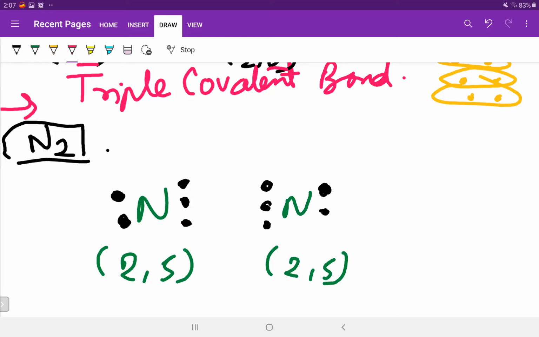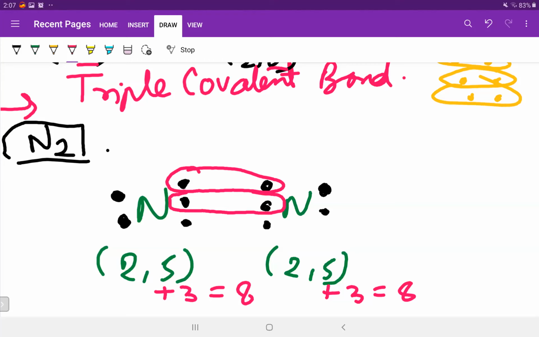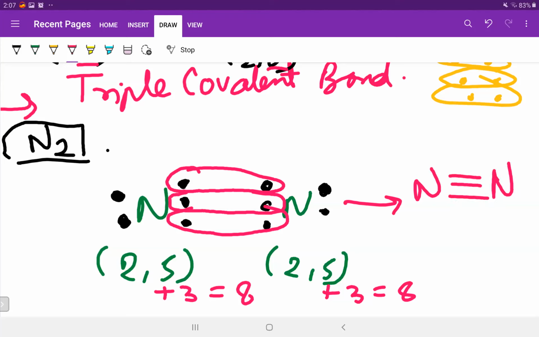In order to get stable, it wants 3 and 3 to get 8, isn't it? First of all, it wants 3, 1 2, and then 3. It has taken 3. Now it has become N triple bond N. So 3 strands, 3 sticks will be there, or N2 molecule. I hope that everybody is clear with it. Yes or no? Very good.